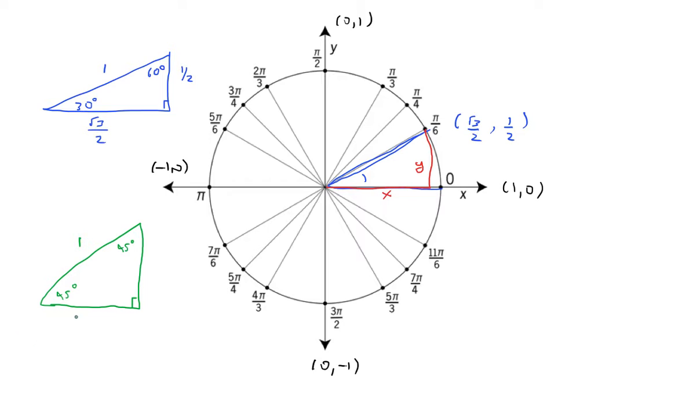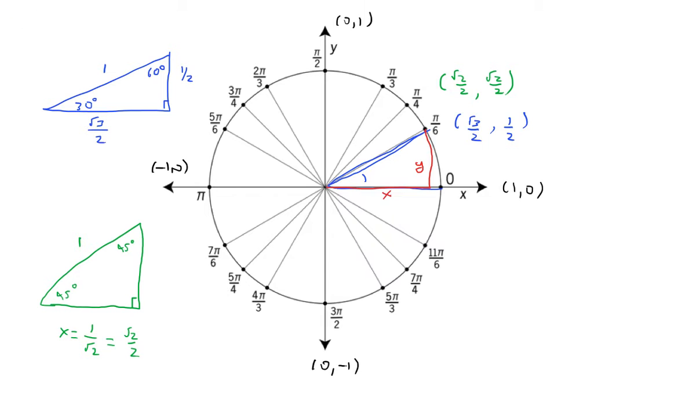It turns out the relationship in a 45, 45, 90 right triangle is that the hypotenuse is always radical 2 times whatever this length is. So this length here is going to be 1 over radical 2, which if we rationalize becomes radical 2 over 2. So that means this coordinate here is going to be radical 2 over 2, comma, radical 2 over 2.